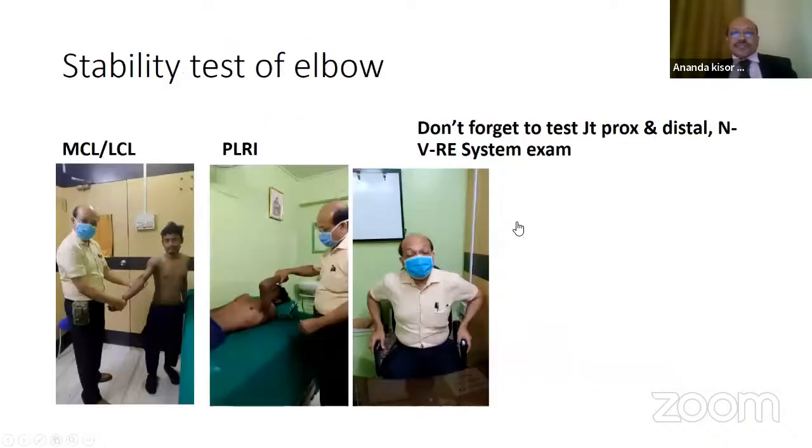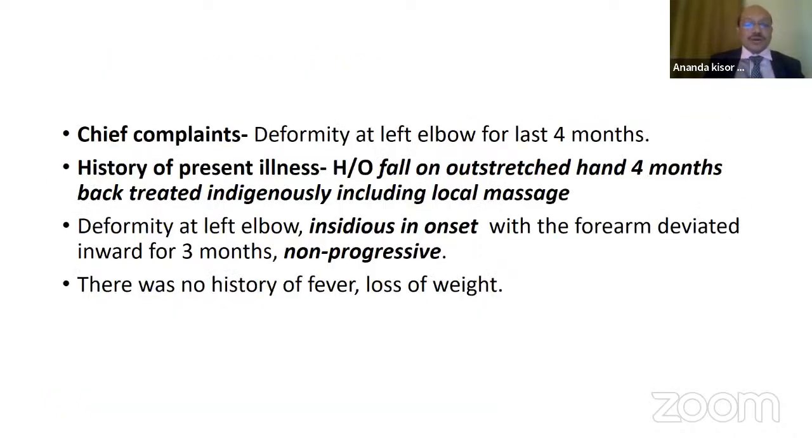Okay. The same thing: ask the patient to elevate the body from the chair with the help of the hand. You can do the same thing. This is the way by which you can easily check. This is a dynamic test. The patient will be unable to elevate the body with the help of the hand resting on the handle of the chair. So that is the dynamic test part of the elbow.